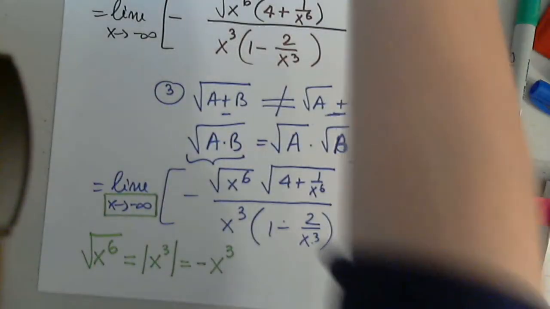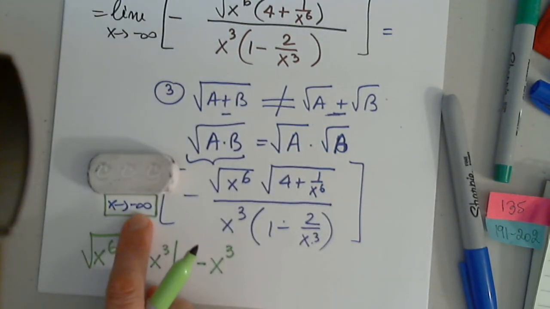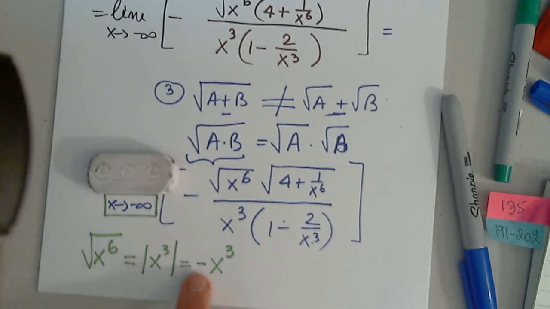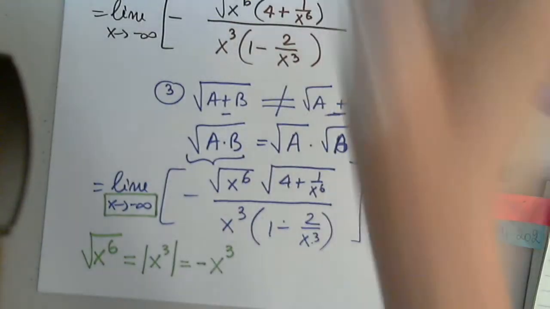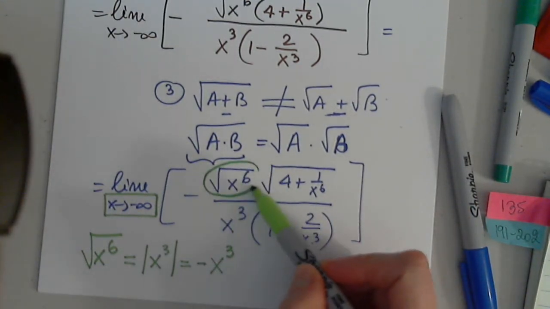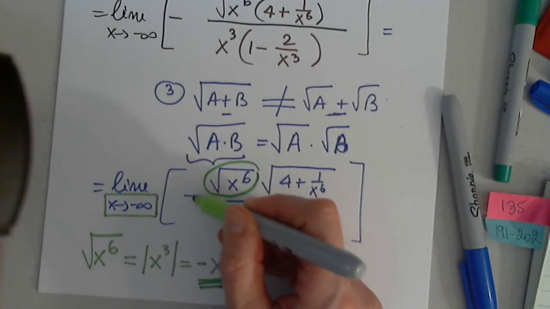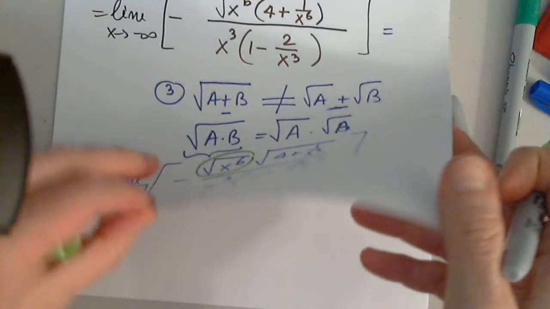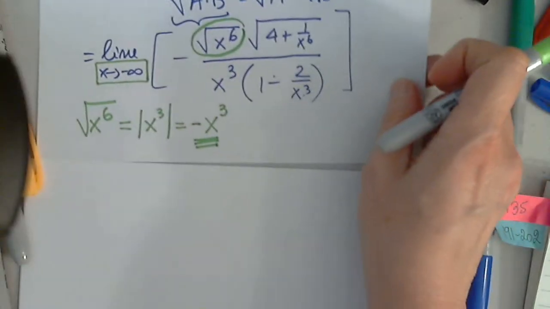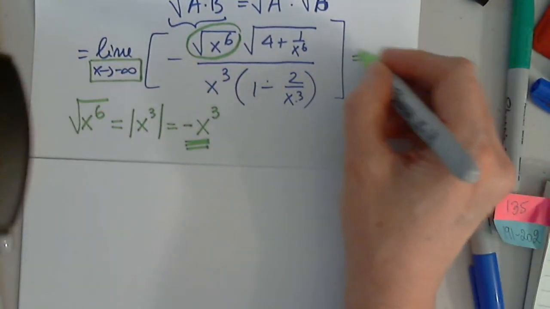So again, I'm not applying the limit. I'm only indicating that x is a negative number. So therefore, I need negative x cubed. That's all I was saying. Good. So now, this will get replaced by negative x cubed with minus in front. Good. So I'm back here.